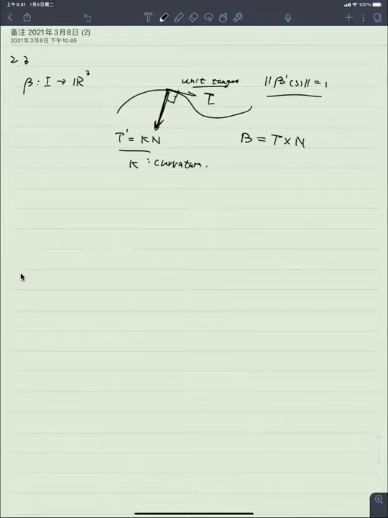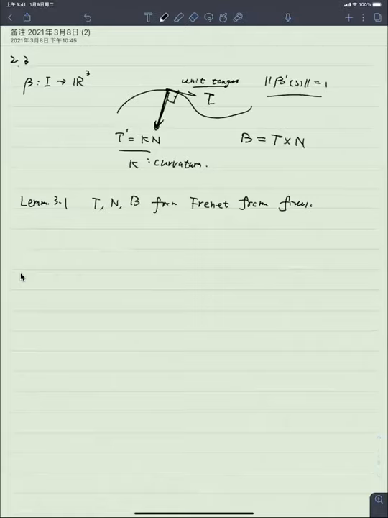So the lemma 3.1 just introduces this frame: this T, N, B is three orthonormal bases, and together they form a Frenet frame field. So for each point, we have this frame field.